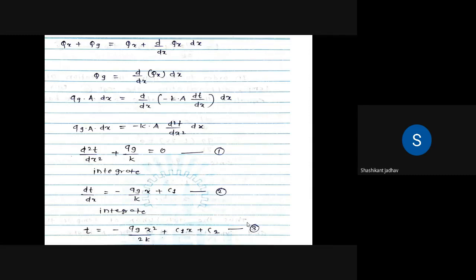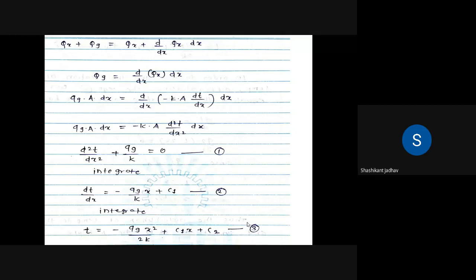Okay, but we know the value of qg. So what is the equation for the qg? We know that the equation for the qg is small qg into a into dx. And similarly, what is the value of qx? That is minus k into a into dt by dx. So put those values into this equation. Instead of qg, small qg into a into dx, and qx is equal to minus k into a into dt by dx.